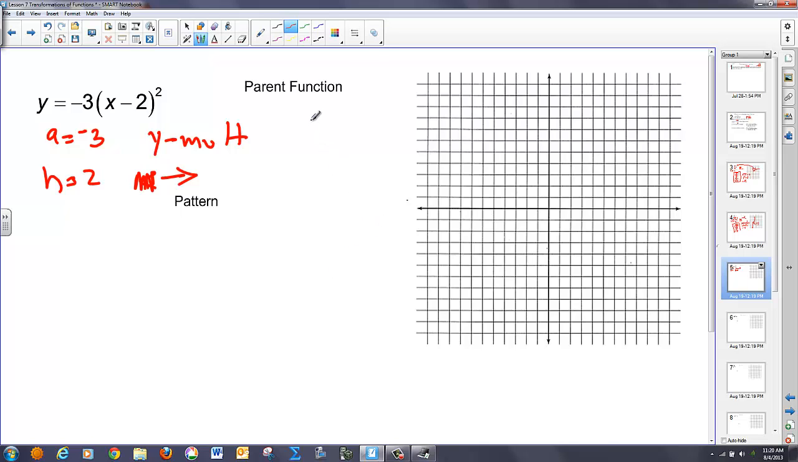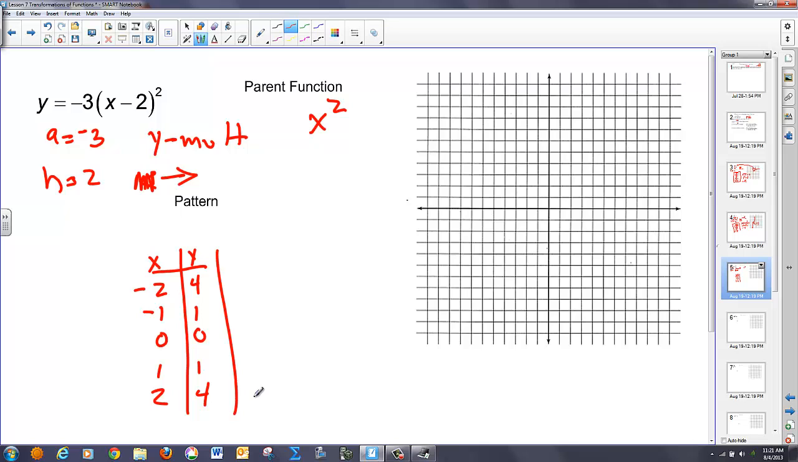My parent function is x squared. It has a normal pattern of negative 2, negative 1, 0, 1, and 2. So this goes to 4, 1, 0, 1, 4. Here's my x. Here's my y. And in this case, I have a y multiplier. So I'm going to multiply all my y values by negative 3. Thus, I get negative 12 here, negative 3 here, 0, negative 3, negative 12.